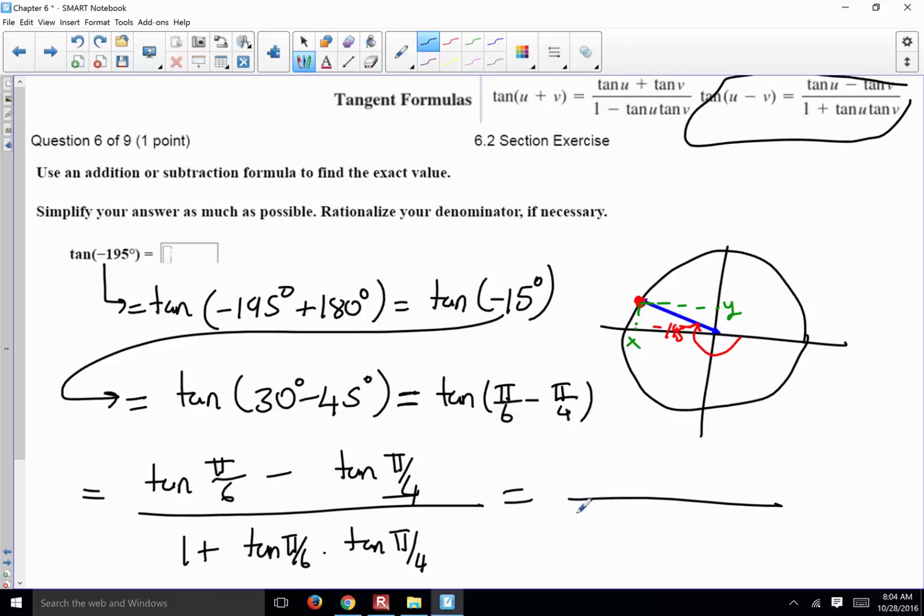Tangent pi over 6. What's that? Should be root 3 over 3, right? Is that so? Root 3 over 3? Sine is 1 over 2. Cosine is root 3 over 2. It's 1 over root 3. I multiply both sides by root 3. It's root 3 over 3. Tangent 45 is 1. And you just use these values again.